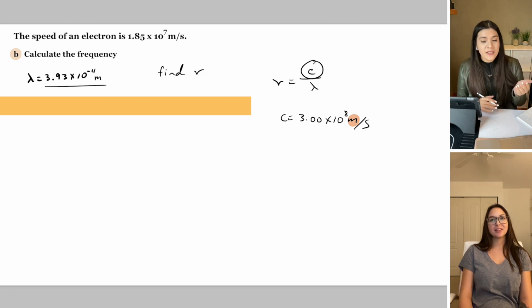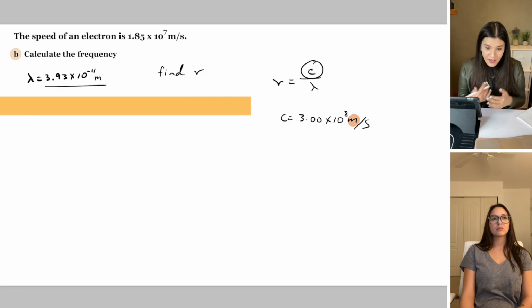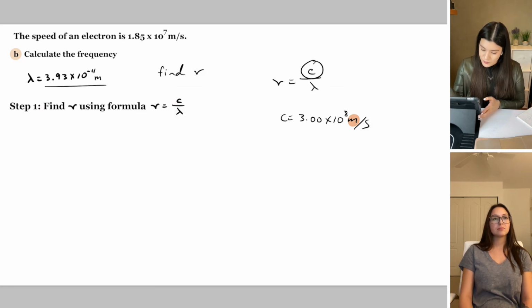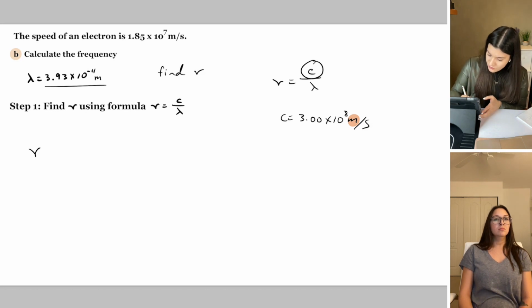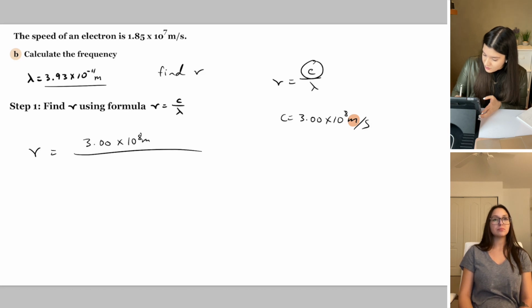Typically in the very beginning, when your wavelength is in nanometers or anything other than meters, then yes, you have to convert. You have to change it to meters. At the end, if you had something in meters and it asked you for a different unit, then you would convert. But going into it, when you're plugging it into the formula, you want this to be in meters. Cool. So we would plug it into the formula. Frequency equals the constant of the speed of light, divided by the wavelength that we found before.